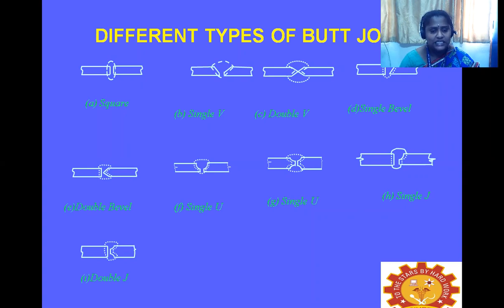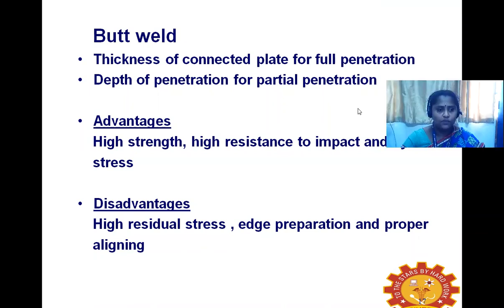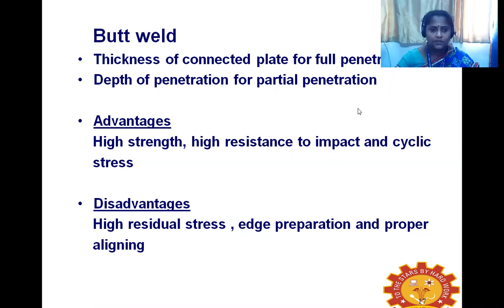Square butt weld, single V, double V, single bevel, double bevel, single U, double U, single J and double J. Butt weld: the thickness of connected plate for full penetration, depth of penetration for partial penetration.